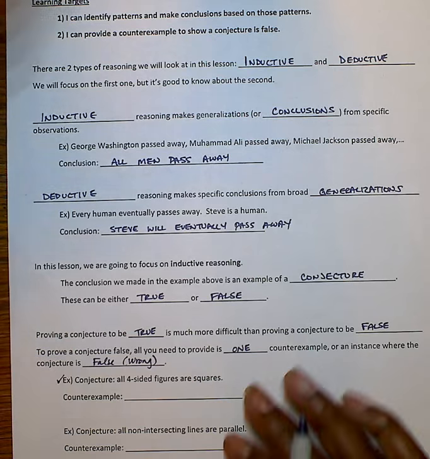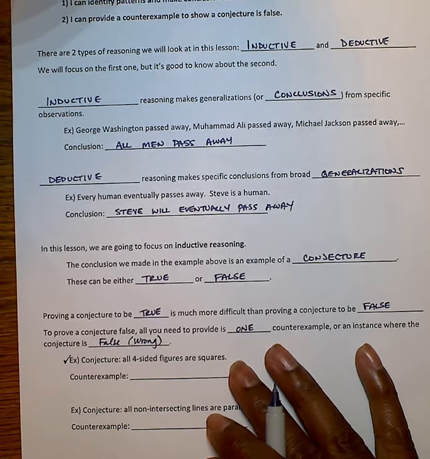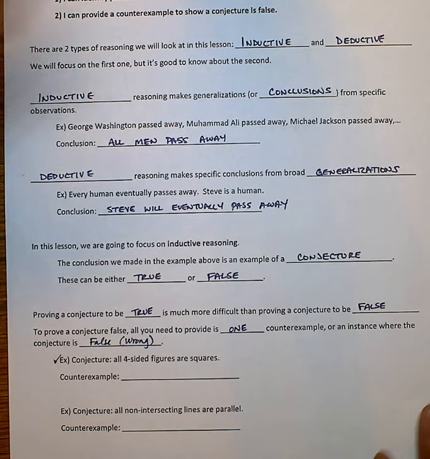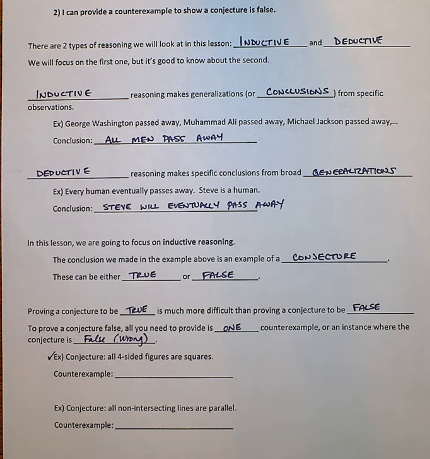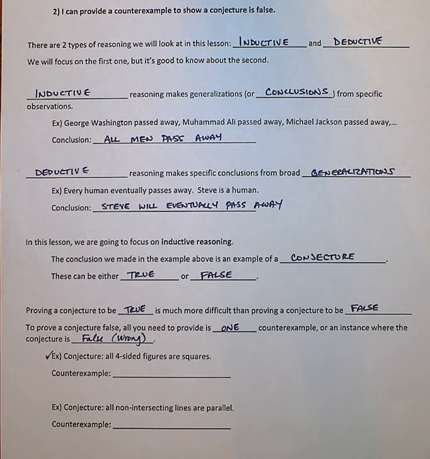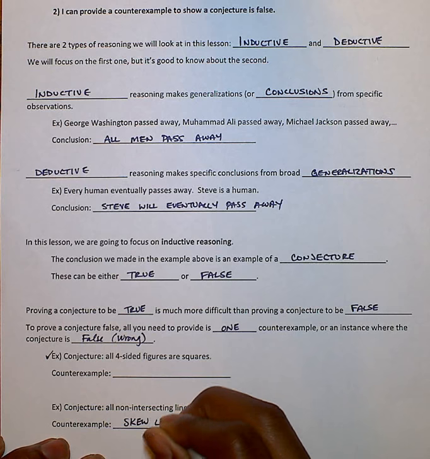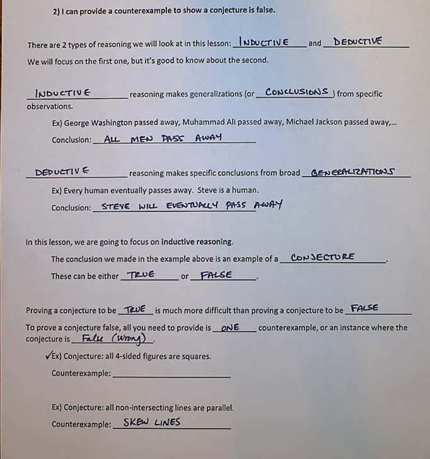If you want to wait until I go to this next one, so if you don't really think you know what a counterexample is, we'll look at it. Okay, let's do this next one together, though. All non-intersecting lines are parallel. Okay, from our last chapter, we know that that's not true. We're more familiar with parallel lines not intersecting, but now you guys should be able to answer that skew lines are an example of non-intersecting lines that are not parallel.